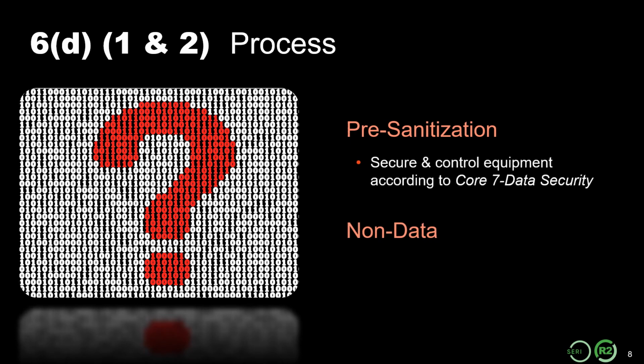After the evaluation for reuse, the next step is to evaluate for data sanitization status in accordance with the REC. Items must be identified as either pre-sanitization or non-data. Any items categorized as pre-sanitization and may contain data must be secured and controlled to prevent unauthorized access or theft until the items are processed in accordance with Core Requirement 7, Data Security.